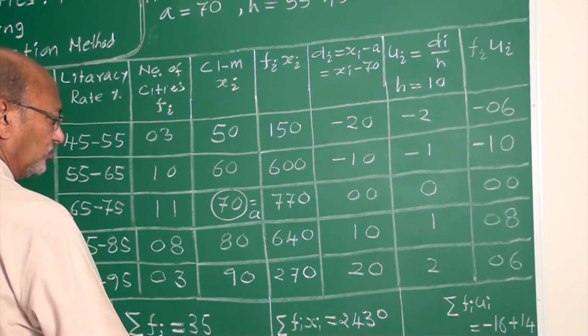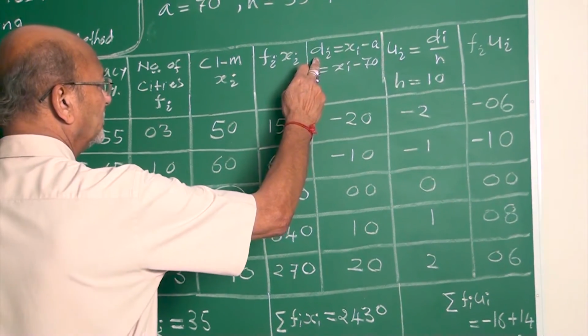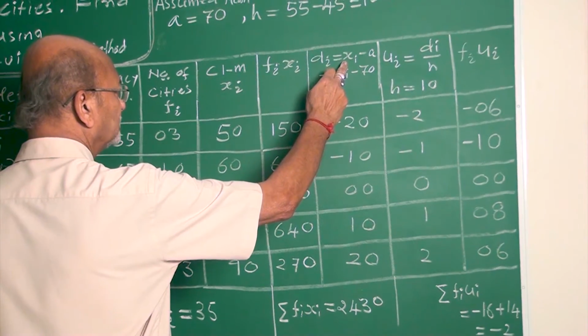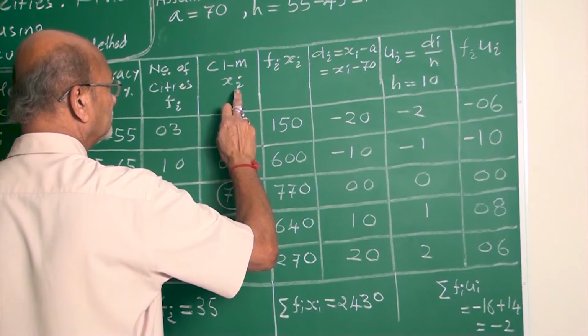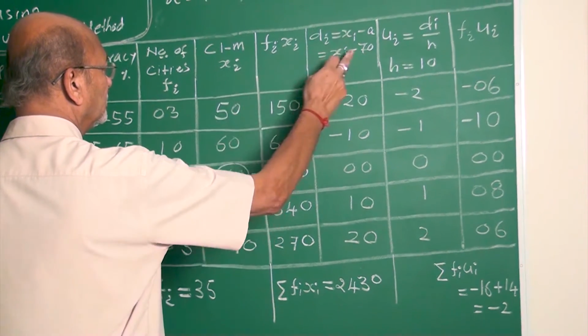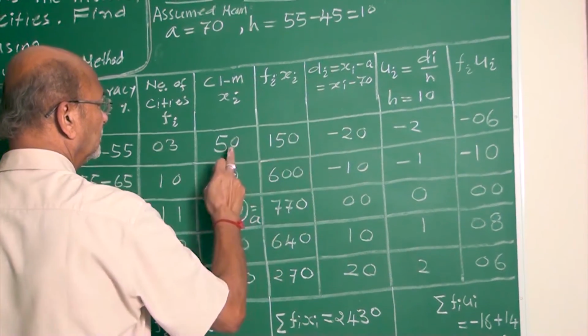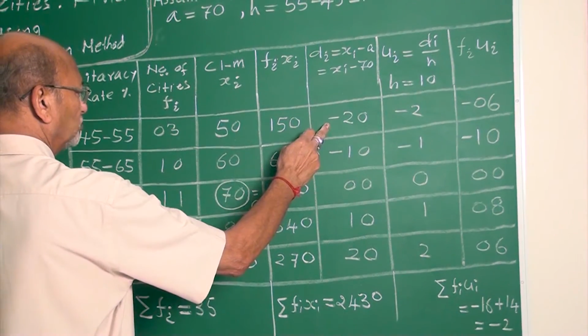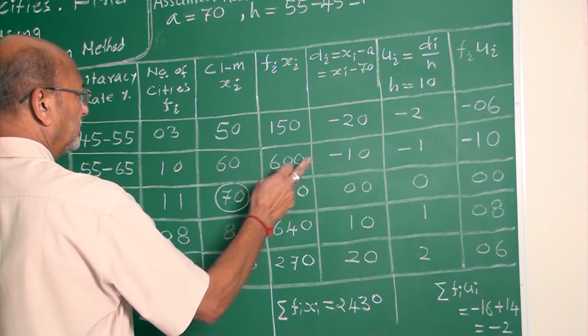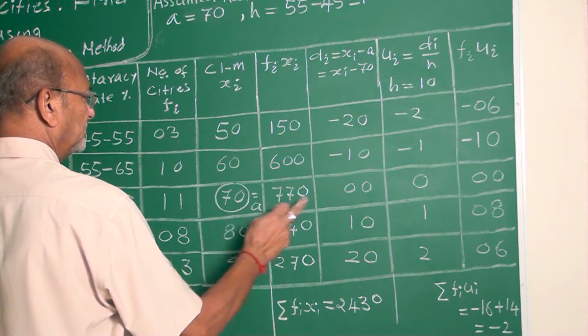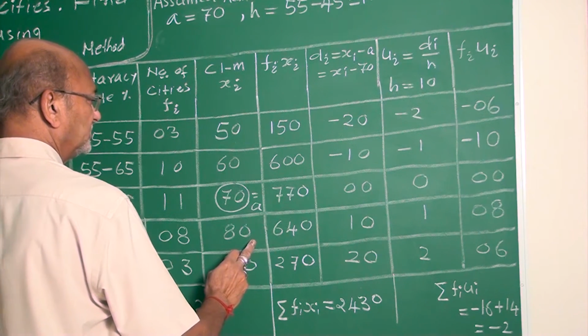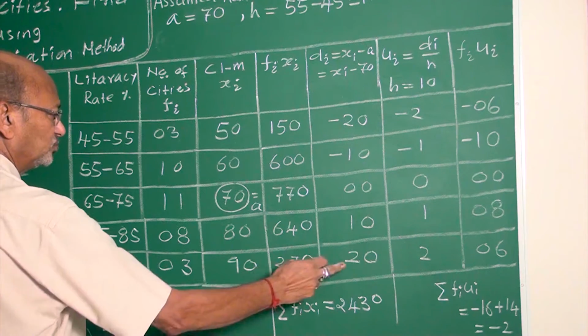Then, my friends, you have to go for di. What is di? Xi minus a. What is a? Assumed mean. Xi minus 70. 50 minus 70 is minus 20. 60 minus 70 is minus 10. 70 minus 70 is 0. 80 minus 70 is 10. 90 minus 70 is 20.